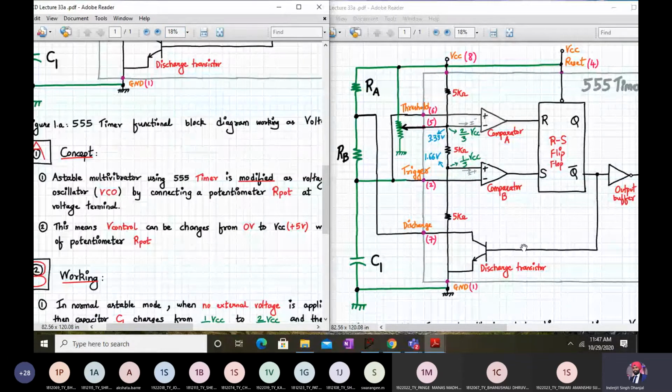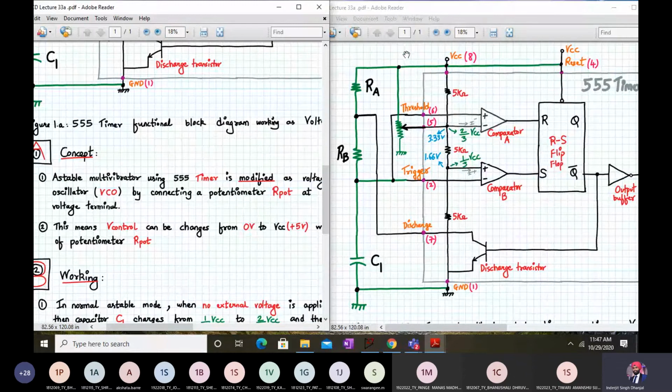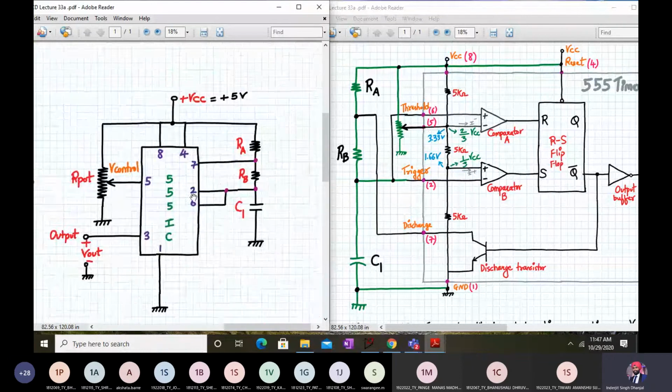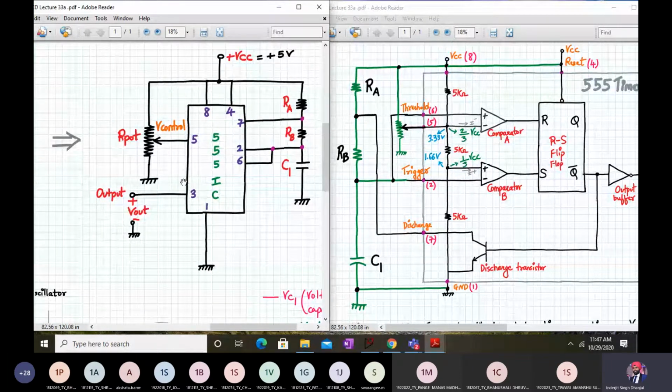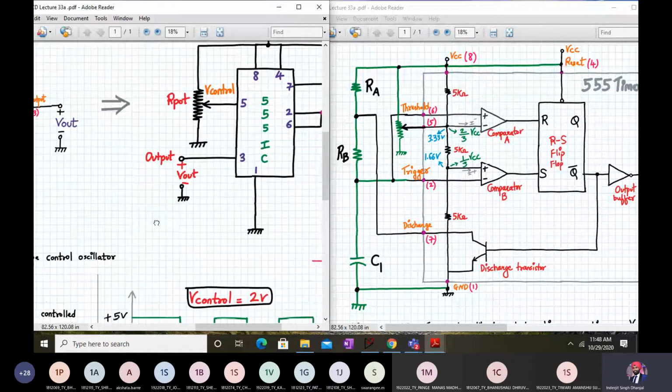The astable mode is modified as follows. You connect a potentiometer between VCC and ground at its fixed ends. You know that a potentiometer has three terminals. The third terminal, the variable terminal, the middle one, will go to pin number 5, as seen over here. As I've already drawn in this diagrammatic form, in this symbolic form, your R pot is connected over here.